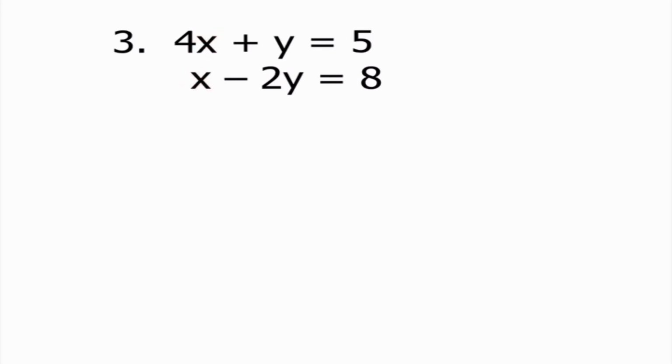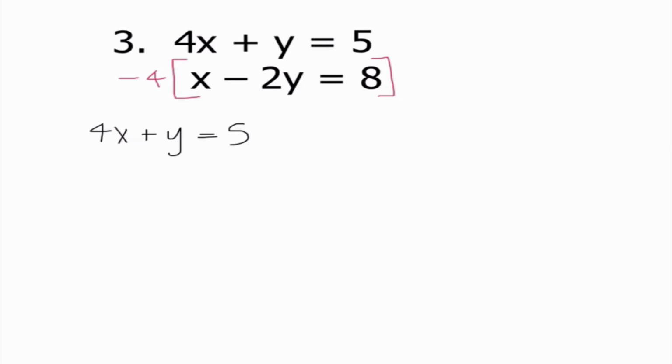I can either eliminate the x's or eliminate the y's. If I eliminated the x's, I would multiply this second equation by negative 4 because that would give me x's that would cancel out. If I choose to eliminate the y's, I would multiply this top equation by positive 2 because that would give me variables that would cancel out. I'm going to eliminate the x here just to show it doesn't matter if we eliminate x or y.